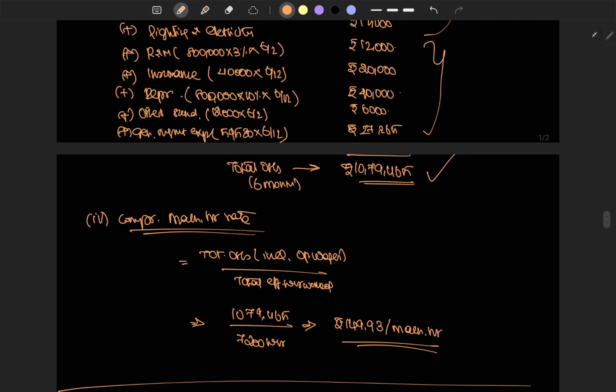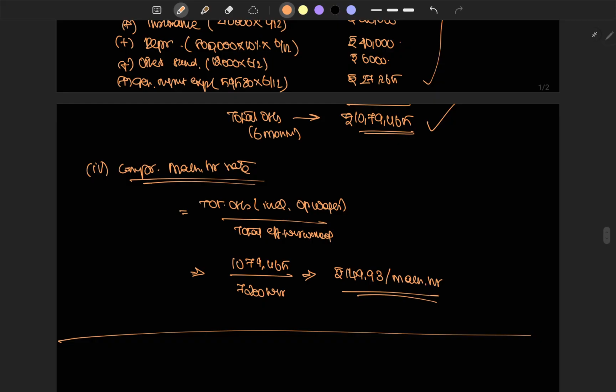It comes around 10,79,465, and for the comprehensive machine hour rate we take total overheads, including operator wages, divided by total effective hours worked. So it comes around rupees 149.93 per machine hour.